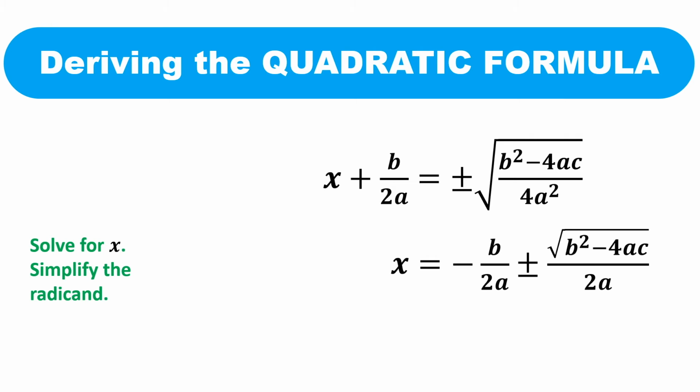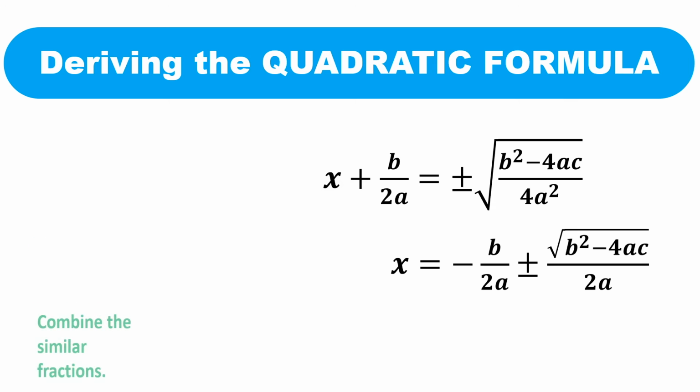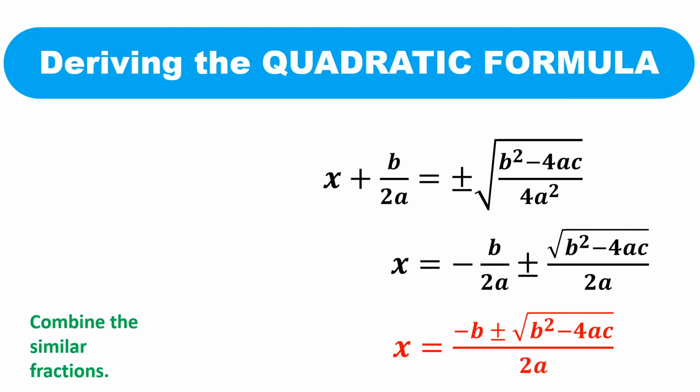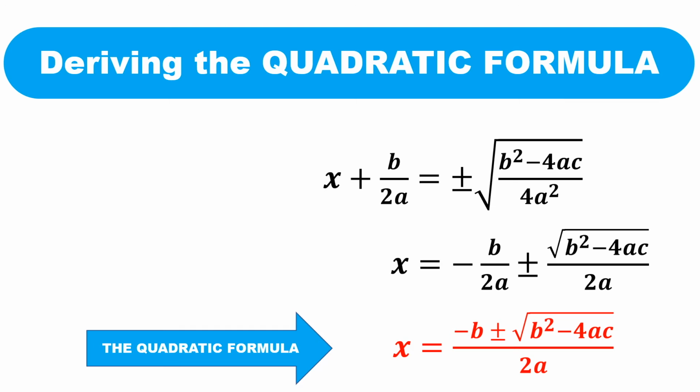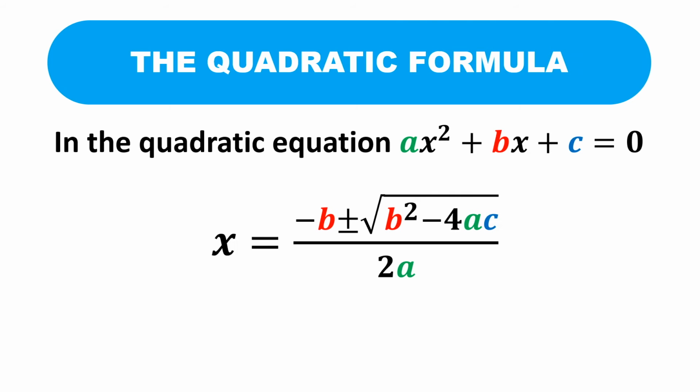Solve for x by subtracting b over 2a from both sides and at the same time simplifying the radical. This will result to negative b over 2a plus or minus the square root of b squared minus 4ac over 2a. Finally, combine the fractions. This is now the quadratic formula. It is important that you memorize the formula to ensure the smooth flow of its application.